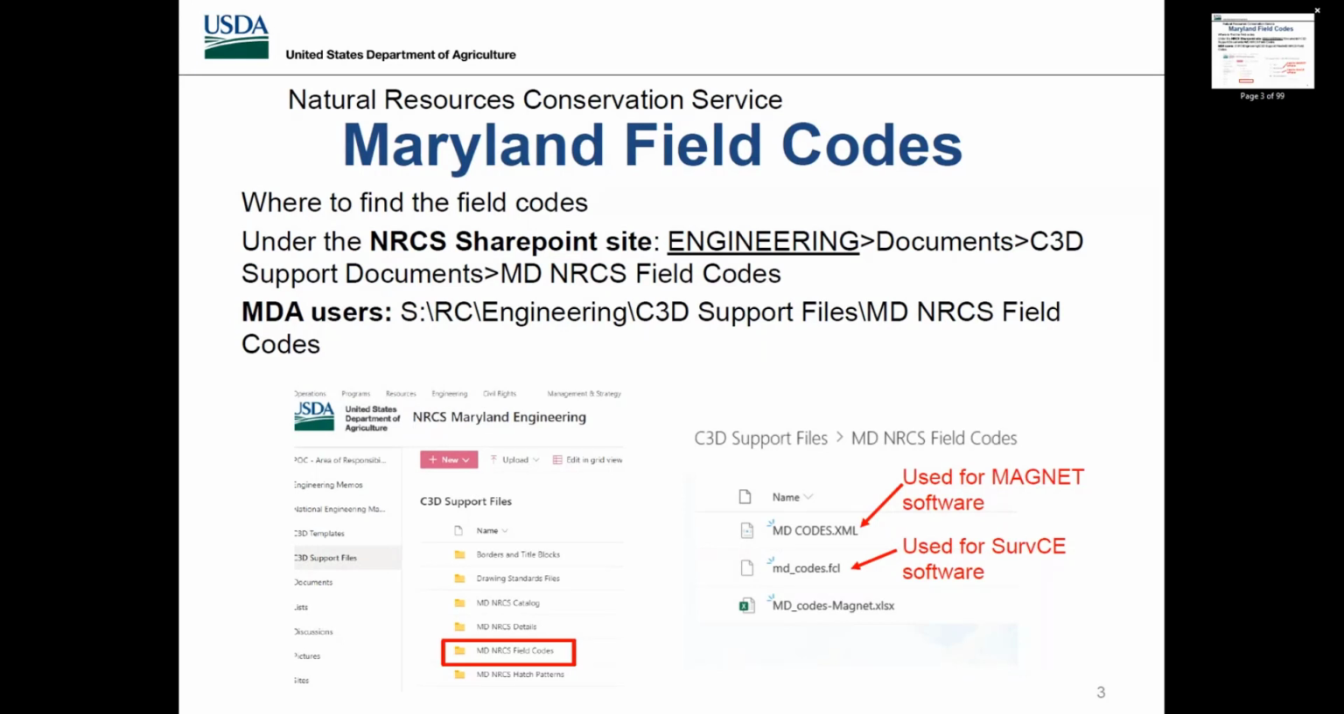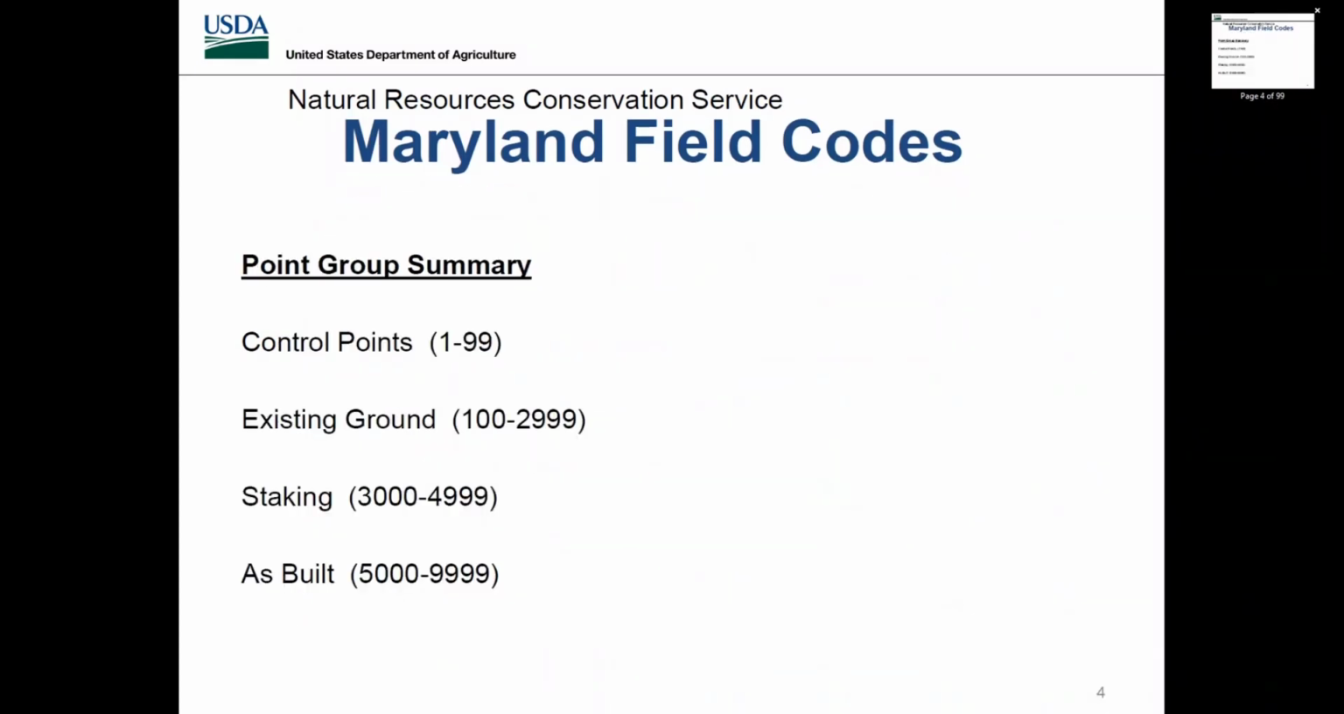And depending on which type of software you're using is going to depend on which file that you're going to upload. So if you're using the Magnet software, you're going to have the XML file. And if you have the SurvCE software, you're going to use the FCL file. And there's also an Excel spreadsheet in there, just called the Maryland codes. I know it says Magnet in there, but it's just basically an export of what the field codes are and the explanation of those codes, and we'll get into that.